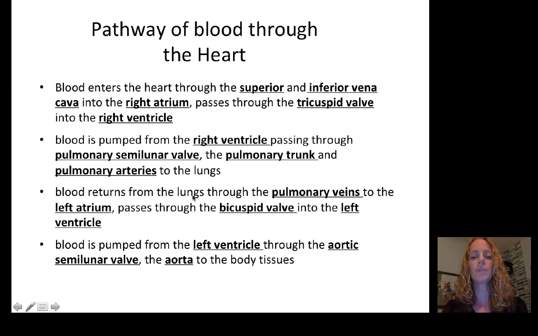Blood will return from the lungs through the pulmonary veins to the left atrium. From the left atrium, it will pass through the left AV valve, which is called the bicuspid or the mitral valve. And then the blood will enter the left ventricle. Blood will be pumped from the left ventricle then through the aortic semilunar valve to the aorta to get to the body tissues. And then from the body tissues, the cycle will begin again. The blood will enter through the superior and inferior vena cava and continue.